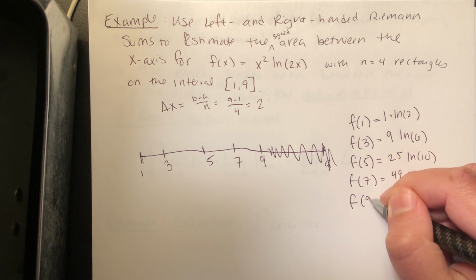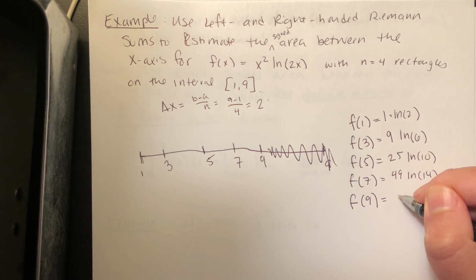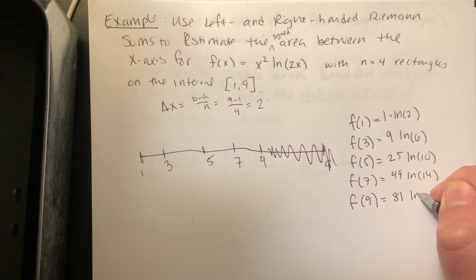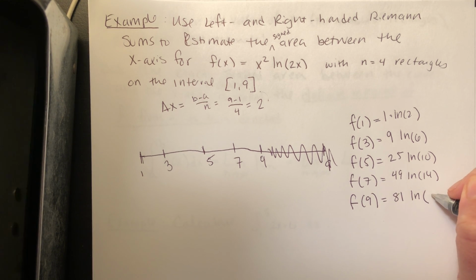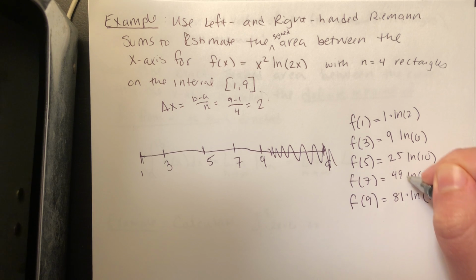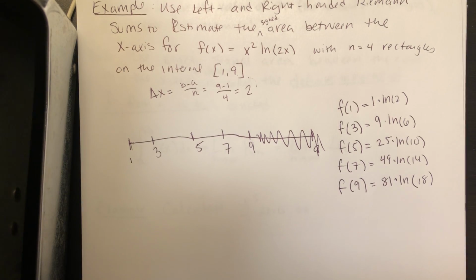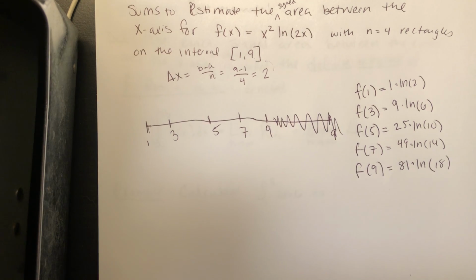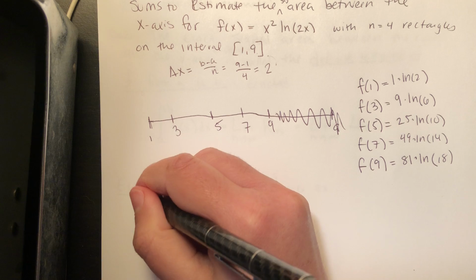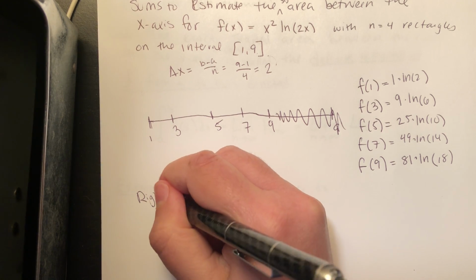F of 7 would be 7 squared ln of 14, so 49 ln of 14. And f of 9, our rightmost endpoint, would be 9 squared, or 81, times ln of 2 times 9, 18. Okay, and you get some numbers out of here. I'm not sure what they are, but something, right? These are numbers, these are outputs. And once again, we can use these to find the right-handed Riemann sum and the left-handed Riemann sum.